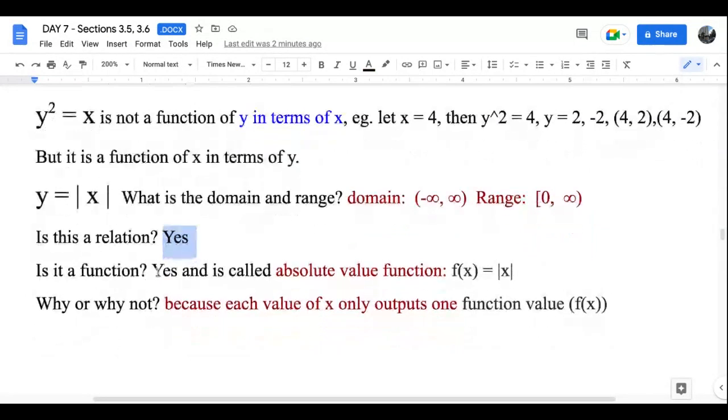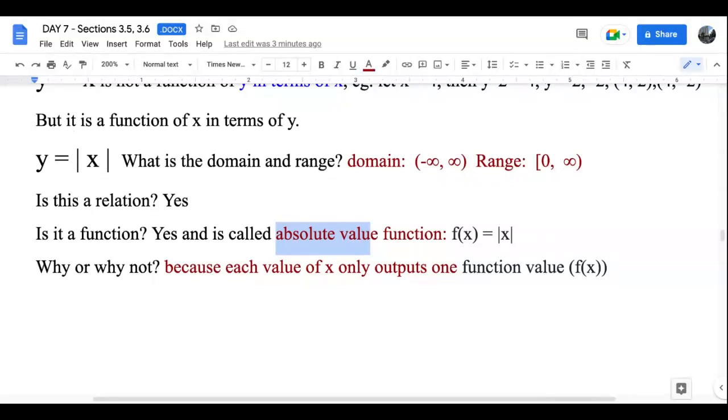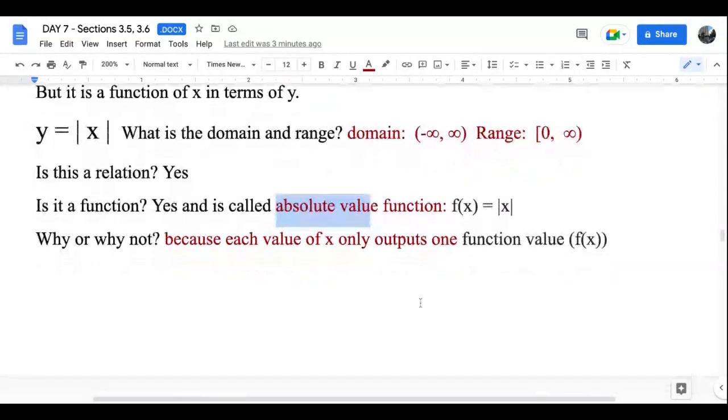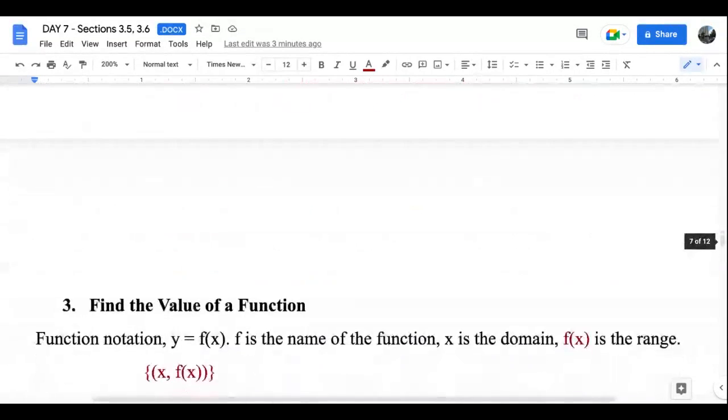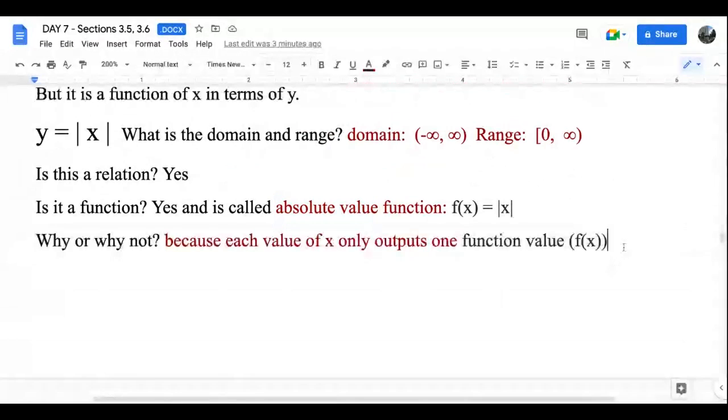So this is a relation, and this is a function, and it's called an absolute value function. And again, because each value of x only outputs one function value, or corresponds to one function value.